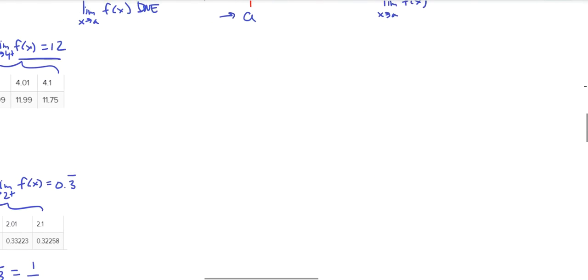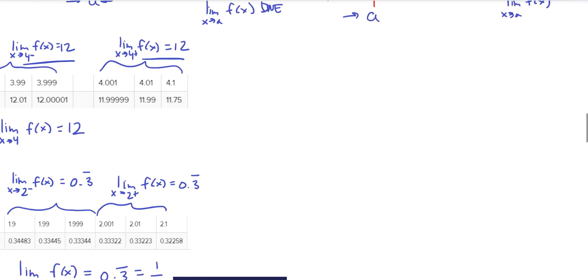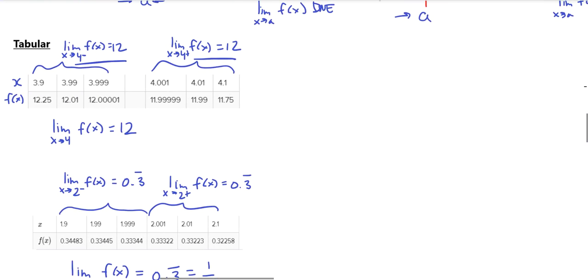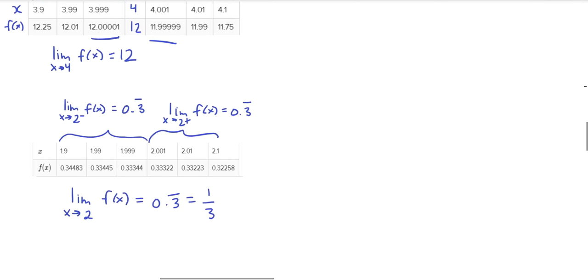And for tables, you just have to make sure that your y values from either side, your left and right-hand sides, get closer and closer to whatever value you have here. So in this case, it will be x approaches 4, and it will be 12. And you have to make sure that the left and right-hand side limits agree, and these values are getting closer and closer and approaching something. Then your limit is defined. And we're done.